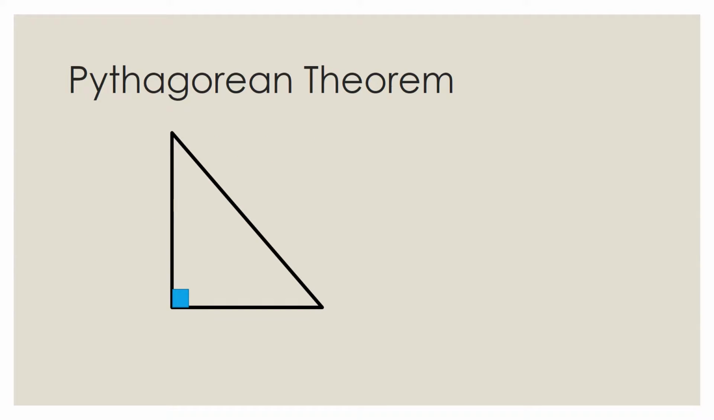So the first thing we want to do is label our triangle. Here we have a right triangle, and it's given to us that we do have a right angle. That's the little blue square, which means we've got 90 degrees. I always like to label my hypotenuse first because it's easy to find. It's going to be right across from that right angle. So we can label that C, our hypotenuse, our longest side. Then the other two we can name A and B.